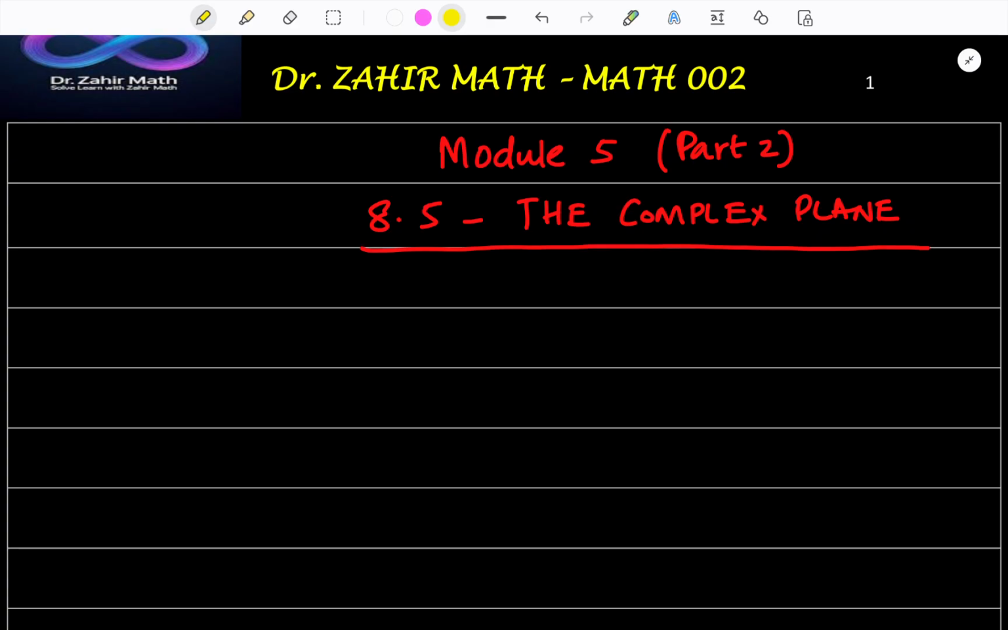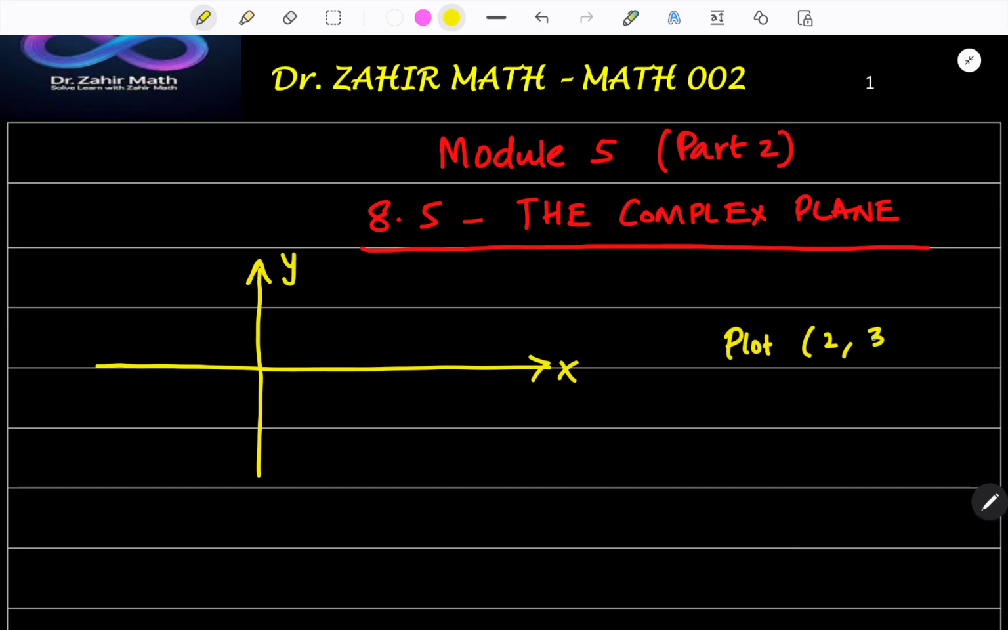We already studied the real plane, right? So the real numbers, they are represented in the plane. For example, this is called the x-axis and this is called the y-axis. Suppose I want to plot the point (2, 3). Since this is for x, which is 2, and this is 1, 2, 3, this is for y. So the point is (2, 3). This is called the real number line, or you can say it is the real axis.